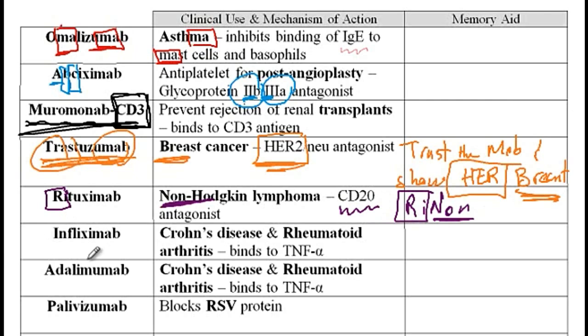Then we have another medication that you have to memorize them together. So every time you think of Infliximab, think of both Infliximab and Adalimumab. So both of these medications are used for the treatment of Crohn's disease as well as rheumatoid arthritis, and they act by inhibiting the TNF-alpha. So Infliximab and Adalimumab. And the memory aid that I have for you here is that Infliximab, so INF, has similar name to TNF. So Infliximab as well as Adalimumab inhibit the TNF.